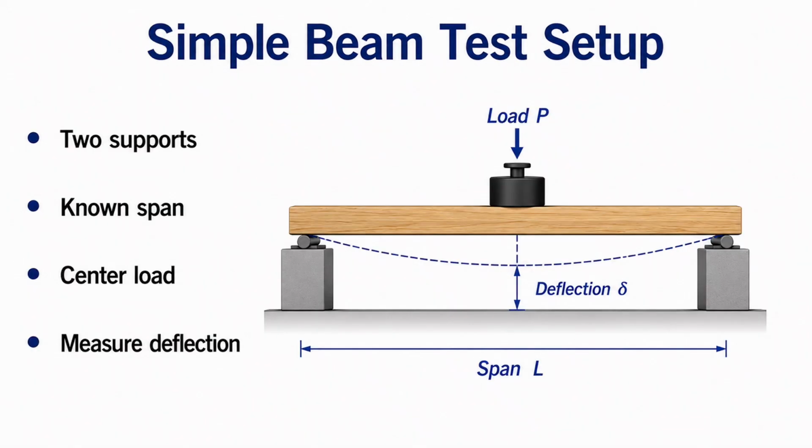Our beam test is straightforward. The beam rests on two supports separated by a known distance called the span. A load is applied at the center of the beam, causing it to bend downward. By measuring the resulting deflection, we can determine how stiff the beam is and estimate important material properties.